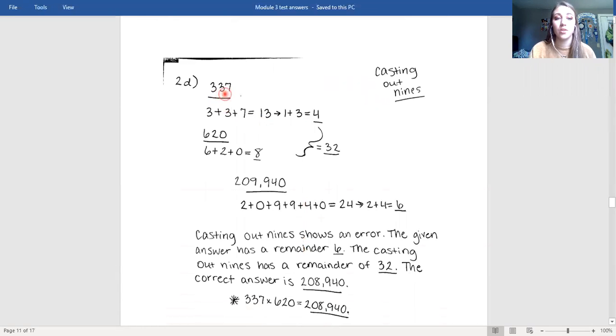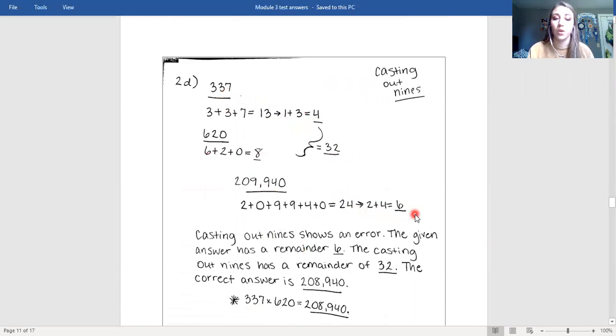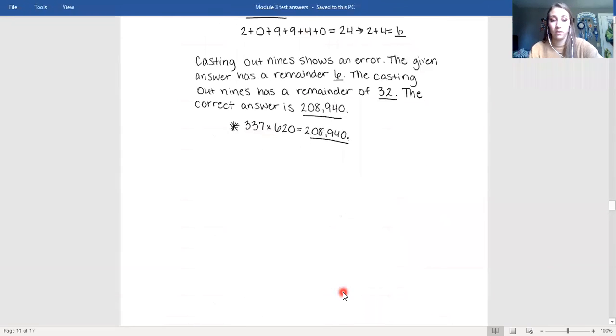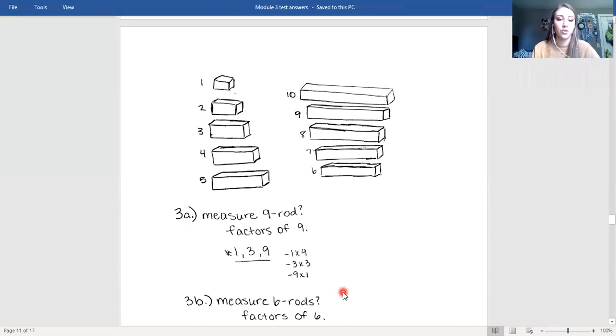Okay, so 337, we get 13. 1 plus 3 equals 4. Okay, so then we get this one is 8. Well, 8 times 4 is 32. Do the exact same thing as 24. 2 plus 4 equals 6. Casting out 9 shows an error. The given answer has a remainder of 6. The casting out 9 has a remainder of 32. The correct answer is 208,940.